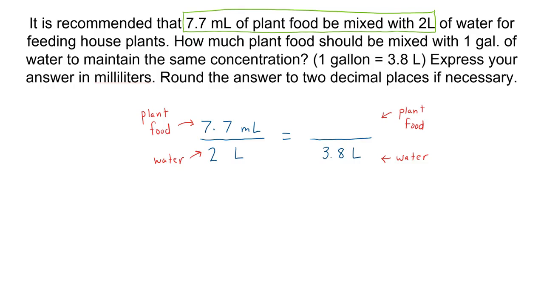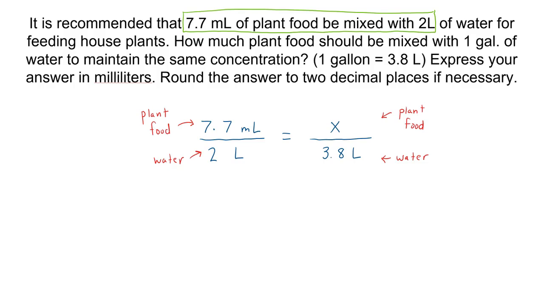And the question is, how much plant food? Well, obviously, that means that we're looking for the amount of plant food. So I'm going to let that be x. The amount of plant food goes in the numerator. So x goes in the numerator. And in the denominator, I need the amount of water.